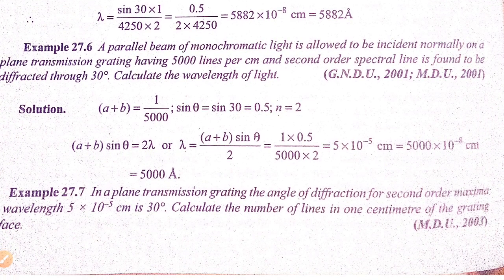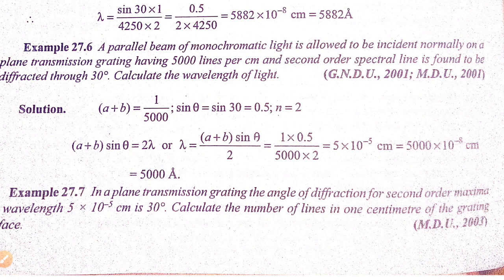Next one: a parallel beam of monochromatic light is allowed to be incident normally on a plane transmitting grating having 500 lines per centimeter, and a second order spectral line is found to be diffracted through 30 degree. Calculate the wavelength of light.